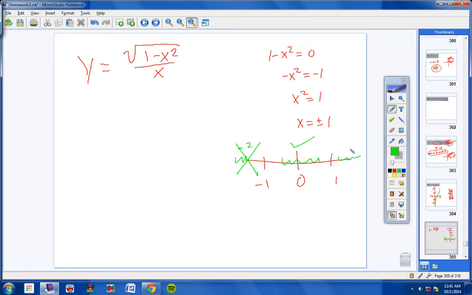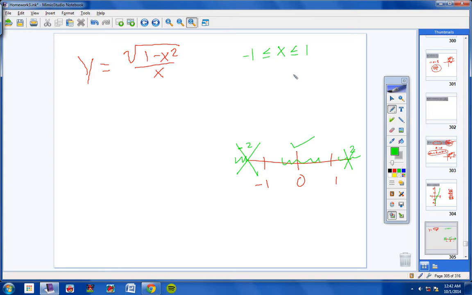Then over here we're going to test 2. If you put 2 in, 2 times 2 is 4. 1 minus 4 is negative 3. And you cannot take the square root of negative 3. So this region does not work. So we did all of that work to find our domain for x. And our domain is what? x has to be less than or equal to 1 and greater than or equal to negative 1.